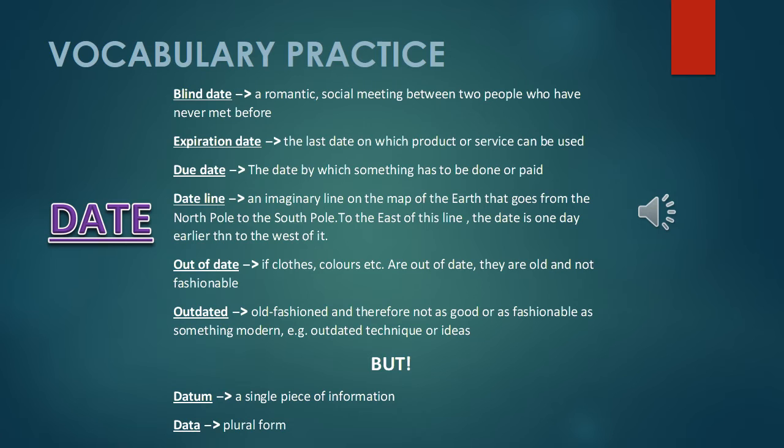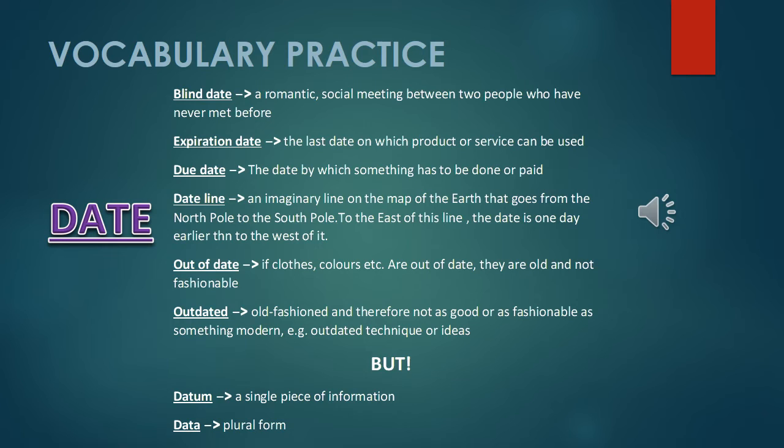Okay, expiration date, expiry date. It's actually the last date on which a product or service can be used. Probably your moms warn you to be careful about the expiration date, especially when it concerns food. Due date is the date by which something has to be done or paid. We are all under high pressure when it comes to any sort of deadlines or due dates.